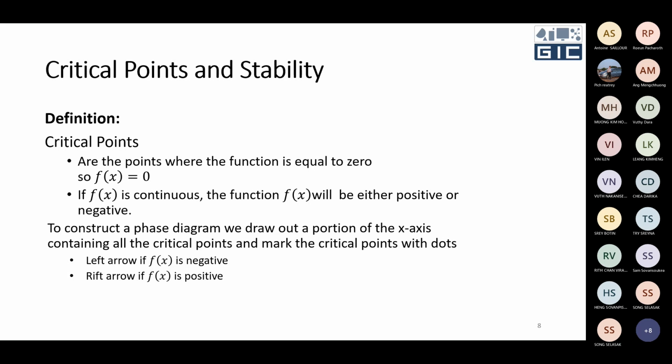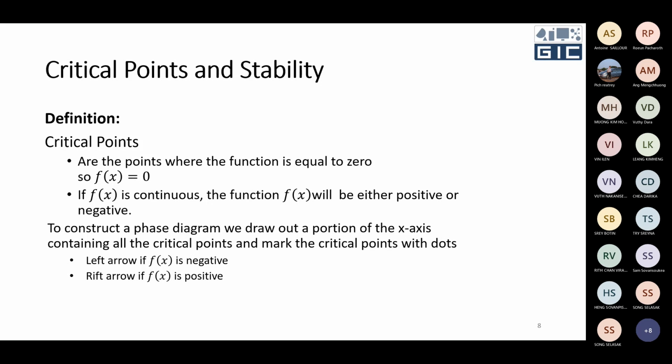This is the easy one to understand. When you have a differential equation and you put the point into that equation, for example, f(x) equals x plus 2x plus x squared, any point that makes f(x) zero, we call a critical point. If our function is continuous, the result we take from our differential equation can be positive or negative.